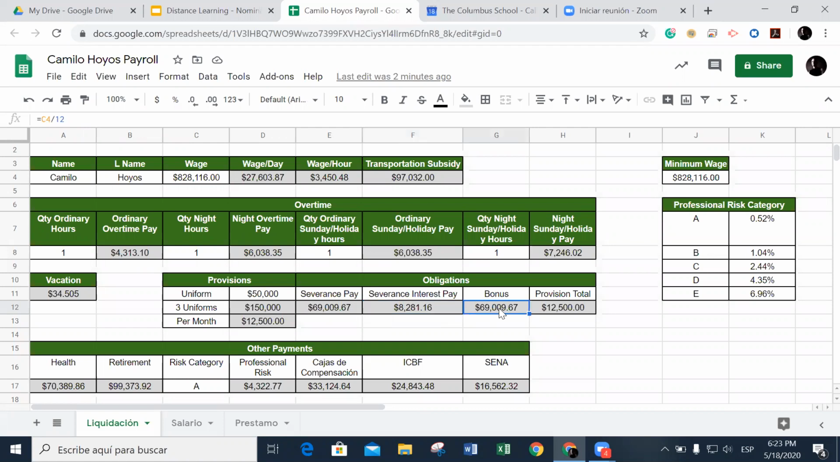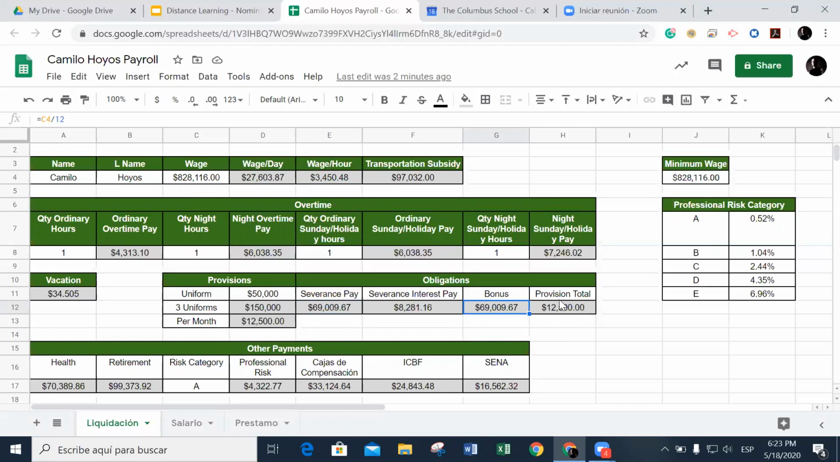Now the bonus, I'll double click on the bonus. The bonus is the same thing. It's 1 month of pay divided by 12, right? Because it's 1 month of pay per year. A year has 12 months, so it is divided by 12 to get the monthly rate. So this one here, the bonus and the severance pay should be the same, right? You have to pay that to the person that worked for you and that you are liquidating.